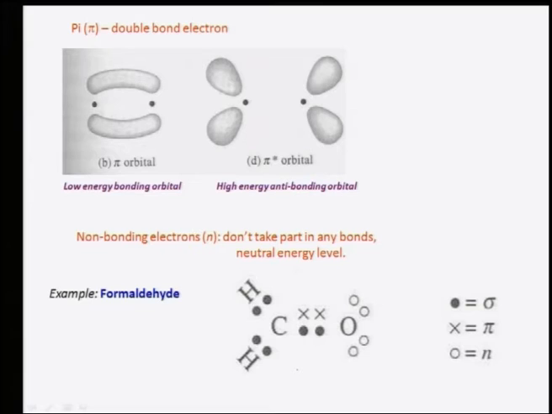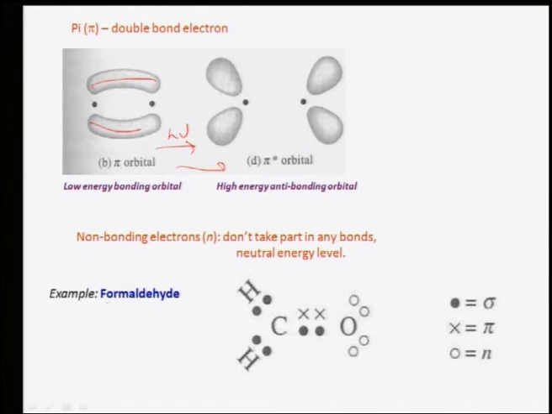Pi is the orbital like this, you can have electron distribution in this kind of geometry, and if you want to excite it using a certain energy, it will go to the antibonding state of pi star, where there are different states. This is easily accessible by UV-visible spectroscopy. And non-bonding electrons do not take part in any bonds actually, they are neutral energy levels.